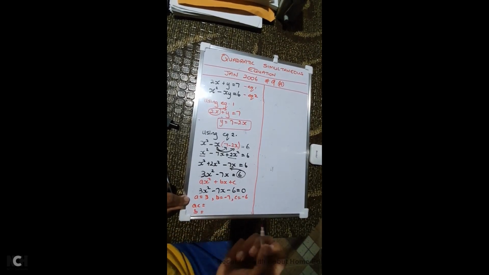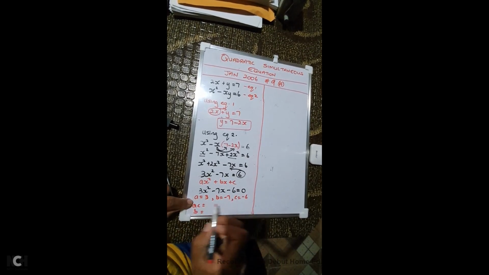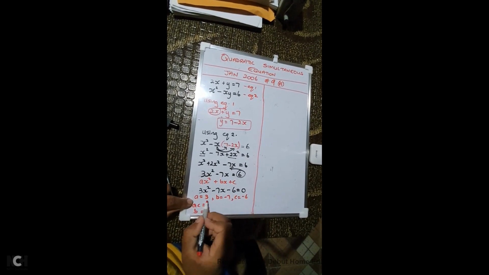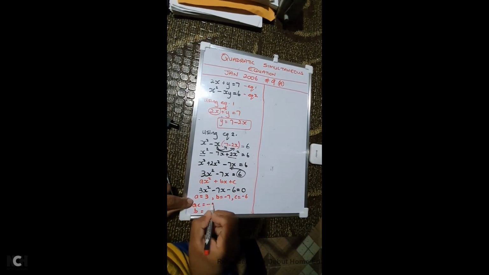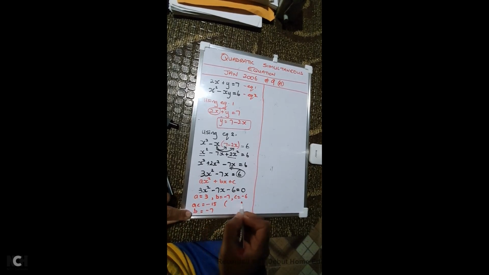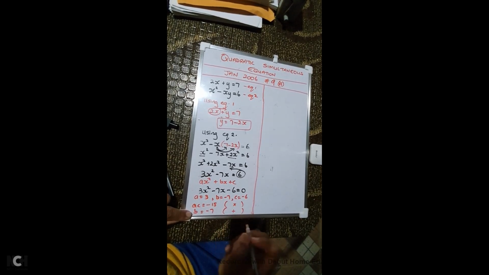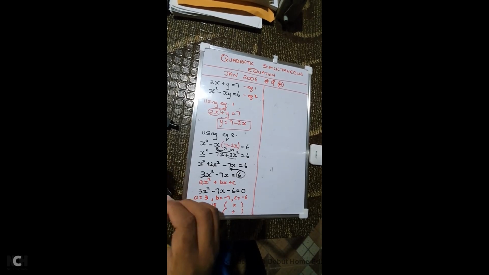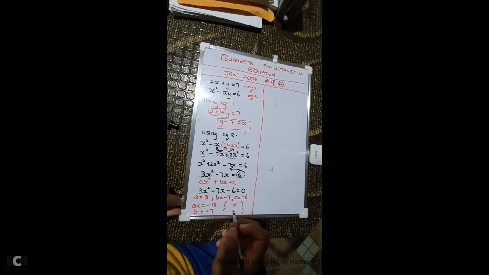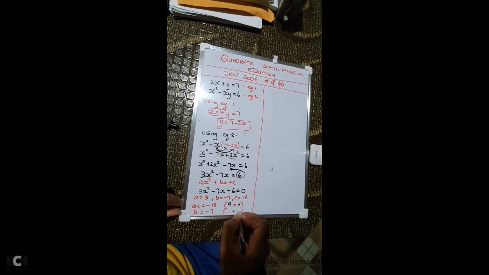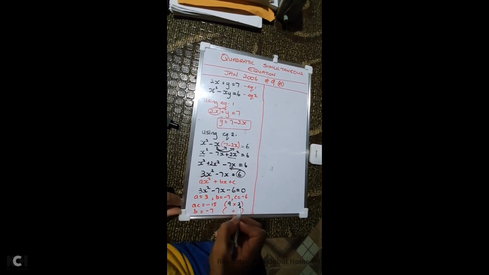Y'all remember that, right? So ac is a by c, which is 3 by negative 6, which will give us negative 18, and then b is negative 7. So you have to ask yourself, what two numbers, when you multiply them, you will get negative 18, and those same two numbers, when you add them, you will get negative 7. So those two numbers will be 9 and 2. Now 9 by 2 will give us 18, but we want negative 18.